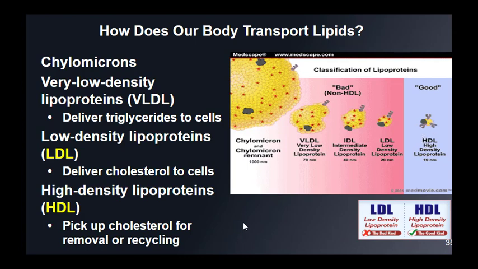So you may have heard the term LDL being the bad cholesterol, and HDL being the good cholesterol. LDL is bad because it deposits cholesterol. HDL is good because it actually removes cholesterol.